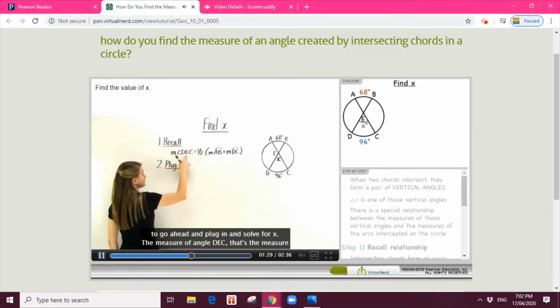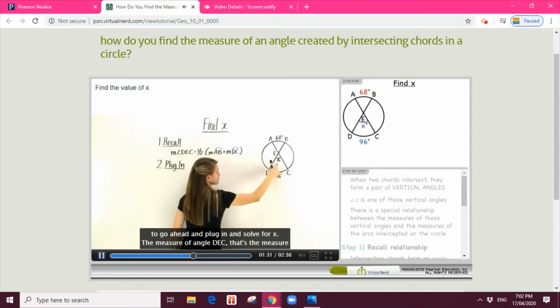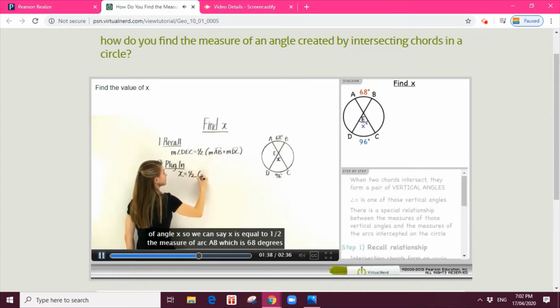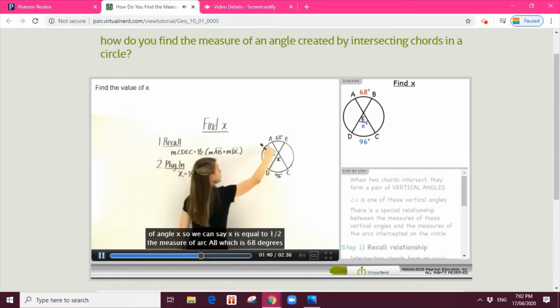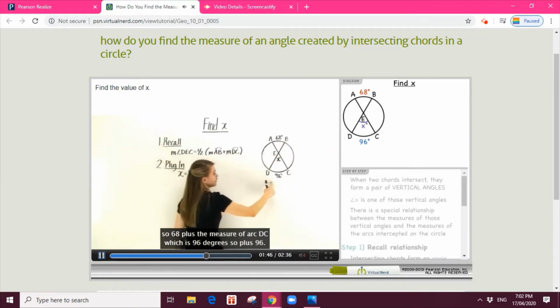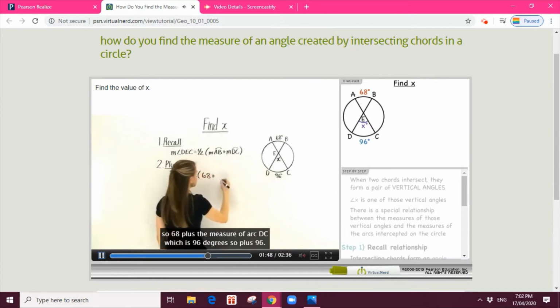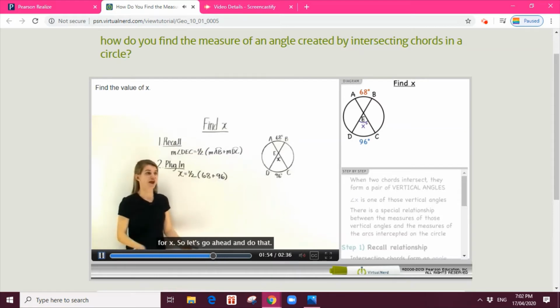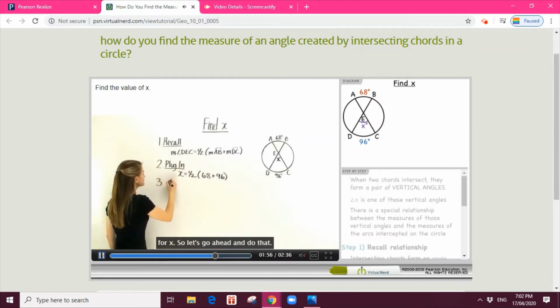The measure of angle DEC, well, it's the measure of angle X. So we can say X is equal to 1/2 the measure of arc AB, which is 68 degrees, so 68, plus the measure of arc DC, which is 96 degrees, so plus 96. Now that we have our equation, we're ready to go ahead and solve for X. So let's go ahead and do that.